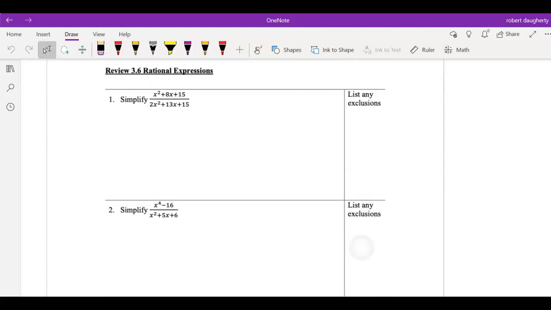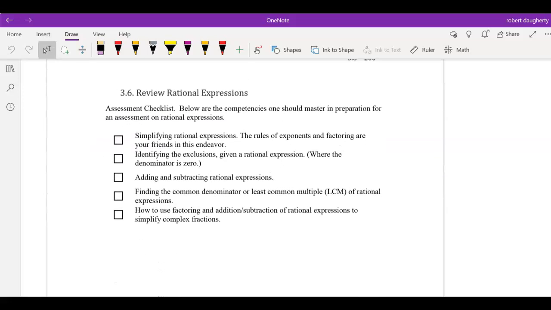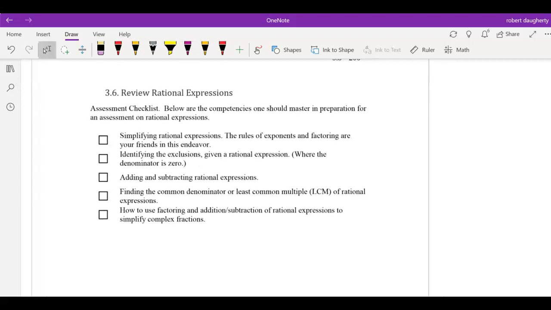So Algebra 2, this is our review for our upcoming quiz on rational expressions. So what we started out with, simplifying rational expressions. That requires you to be able to know factoring to simplify, to identify exclusions. That is when the denominator could be 0.